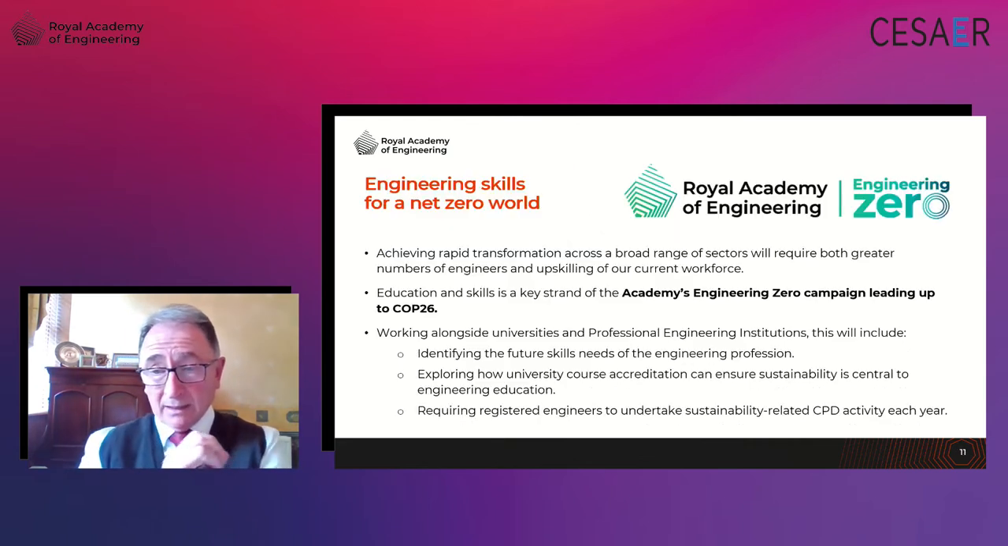Next slide, please. And let's remember, last but not least, people are going to be critical. The education of engineers, scientists, those in the social sciences, and we are now promoting a key strand of our Academy's Engineering Zero campaign that is going to lead up to COP26, which is about identifying future skills, exploring how university courses can ensure sustainability is central to engineering education with SDGs at the heart of all of that, and requiring registered or professional engineers to continue to undertake sustainability related CPD every year. And my final slide, please.